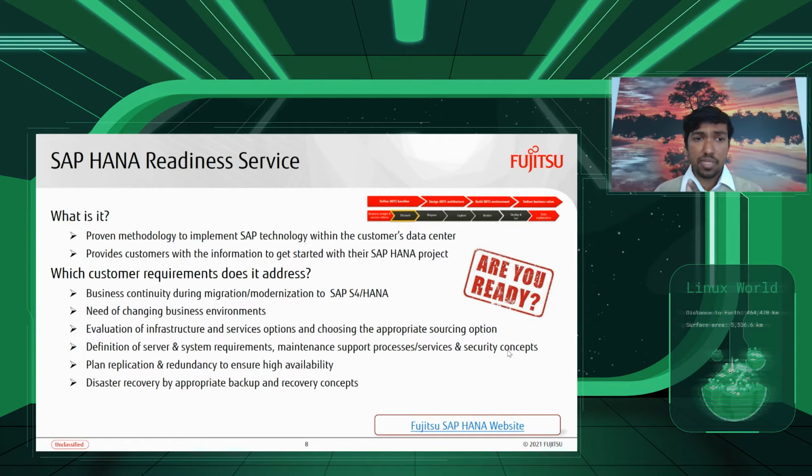We talk about business continuity from a migration and a modernization perspective to ensure that the business environments get what they need, but with proper changes in the data center as well. We talk about evaluating what the customer has in the data center, and try to understand what is needed from a maintenance perspective, from a security concept. And when it comes to HANA, you have to even dig deeper.